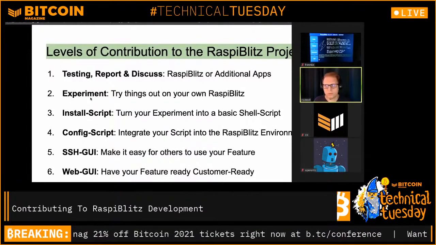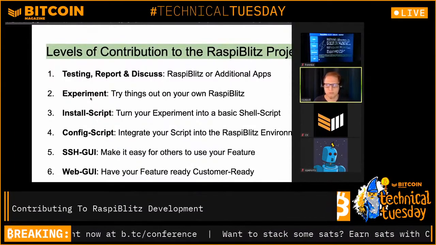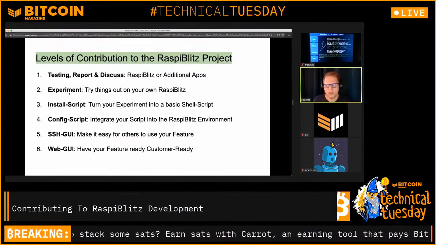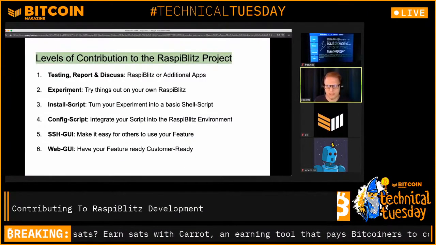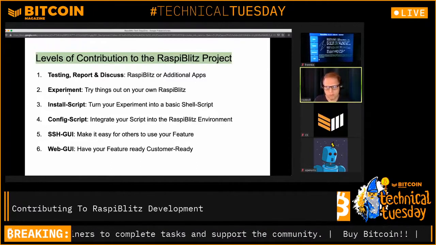Then you can start to turn your experiment into an install script, just a simple shell script to structure the outcome of your experiment and make it easier to have an automated script to install a service or change a setting. From there, we want to show you how you can integrate more into the RaspiBlitz and then maybe really contribute back a script that other people can use.